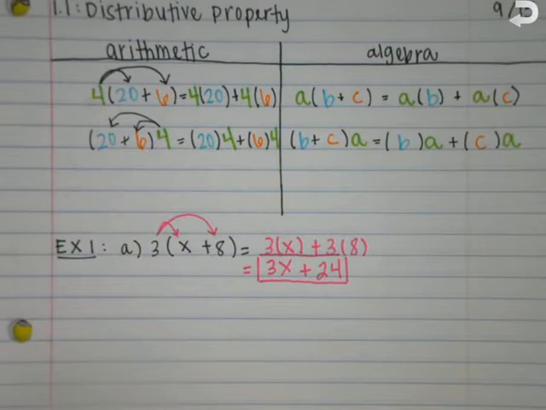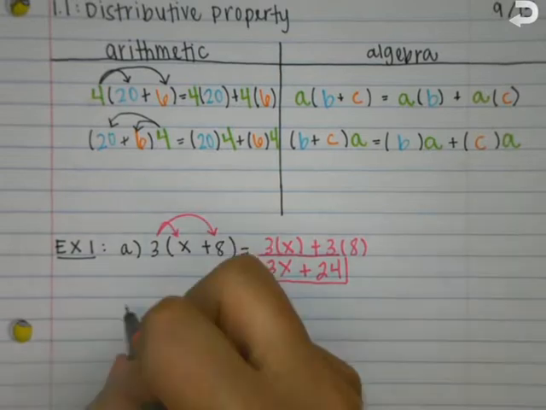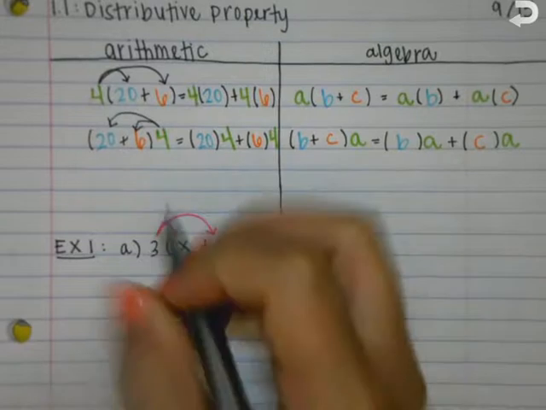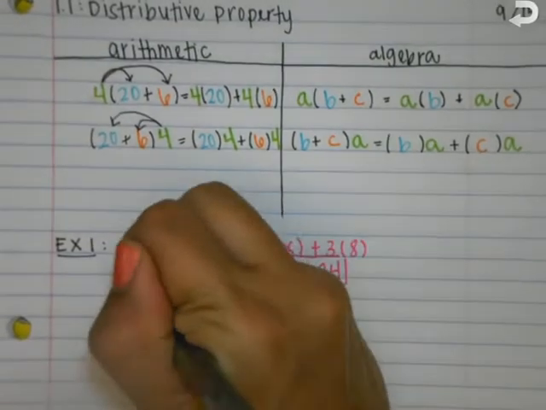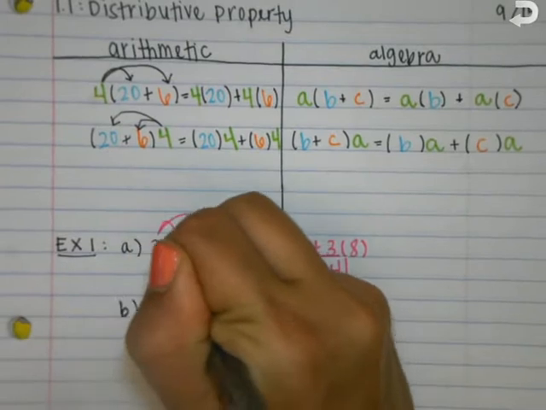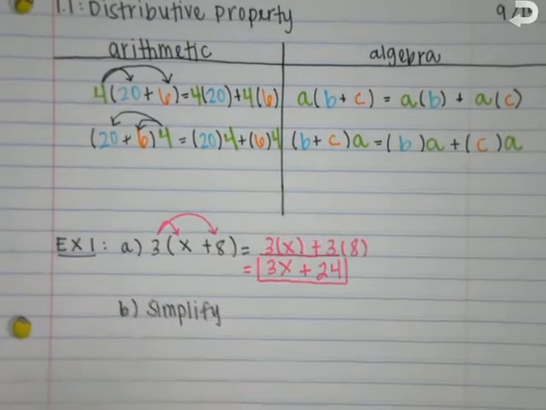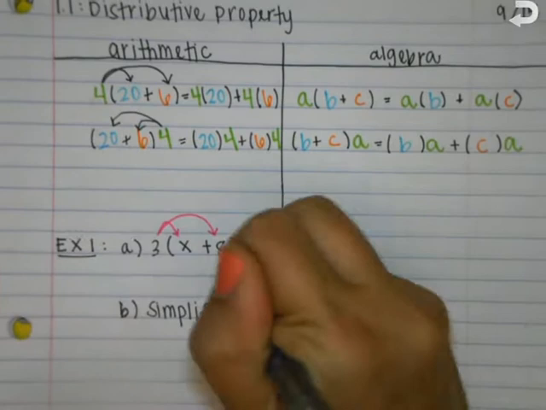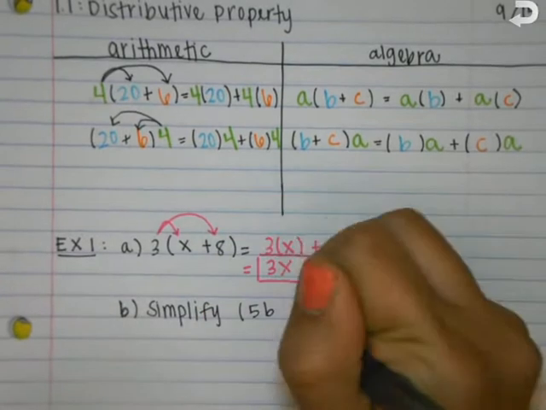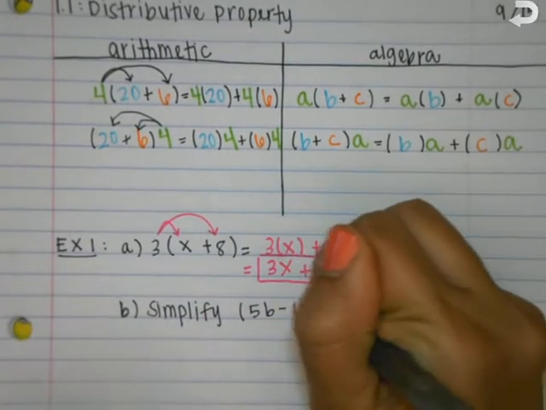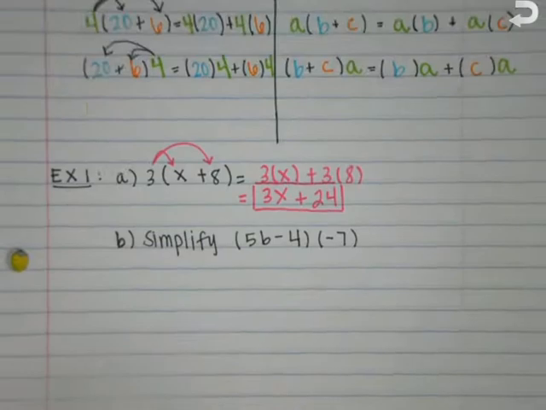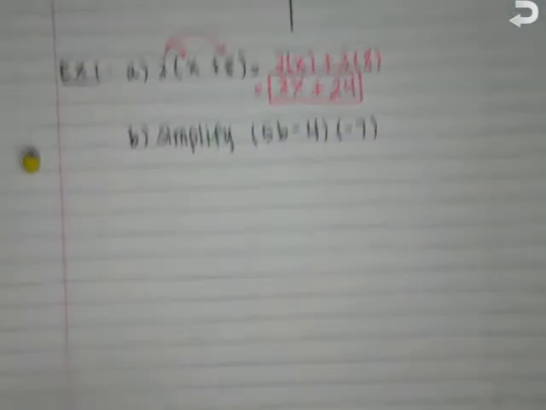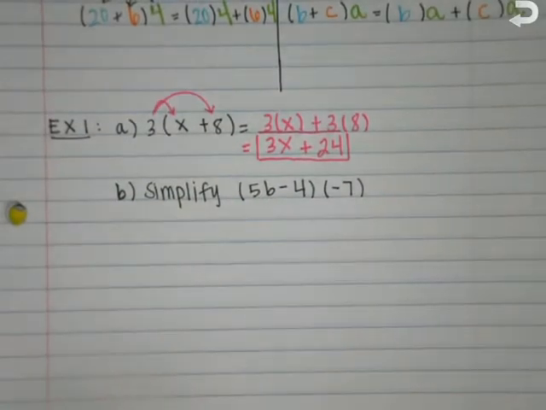That's what I want you guys to look at next. So part B. And I'm going to put it in the back this time. So part B, your instructions are simplify. I'll actually write the simplify this time. 5b minus 4 times negative 7. So I put a negative in there, and I also put the distributive property in the back.